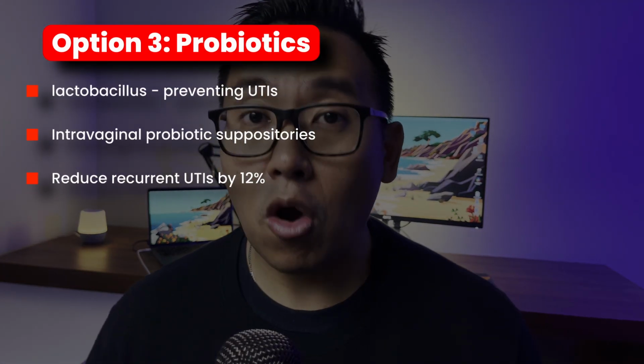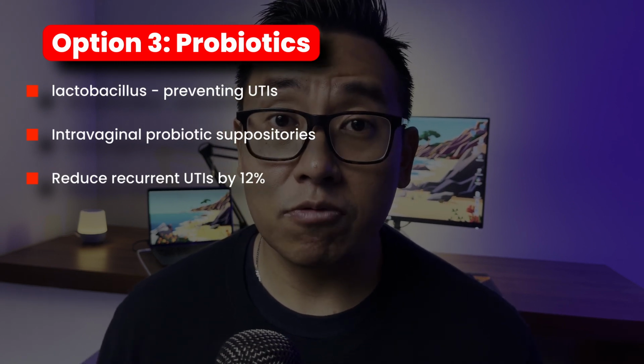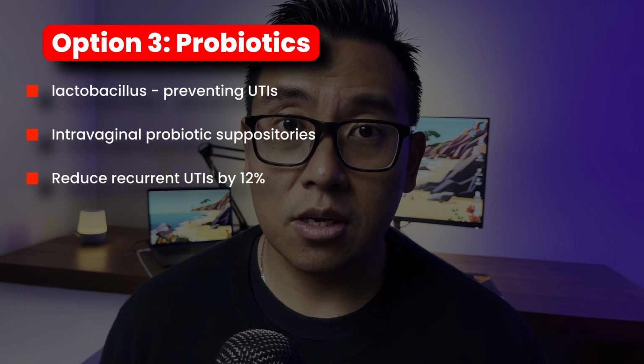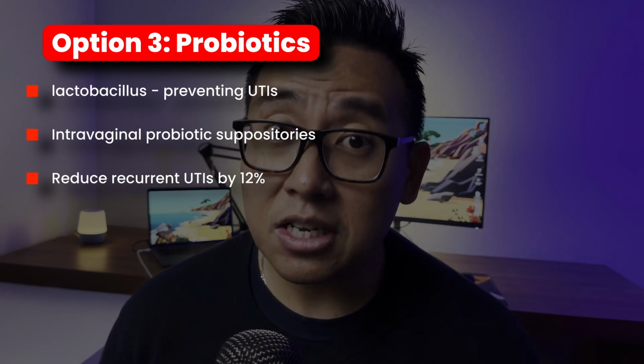Now let's talk about probiotics with lactobacillus. These little guys have shown promising results in preventing UTIs. Unfortunately, oral formulations haven't shown clear efficacy in clinical trials. However, there was a small trial where intravaginal probiotic suppositories containing lactobacillus decreased recurrent UTIs by 12% compared to the placebo. Now, the downside is that these suppositories aren't readily available in New Zealand, so that's a bummer.